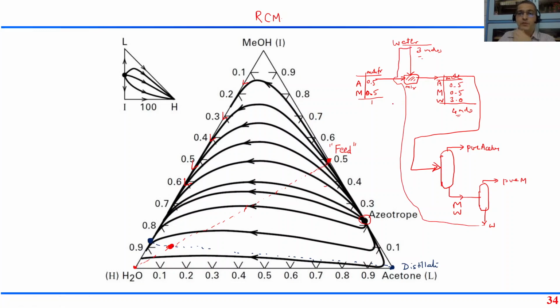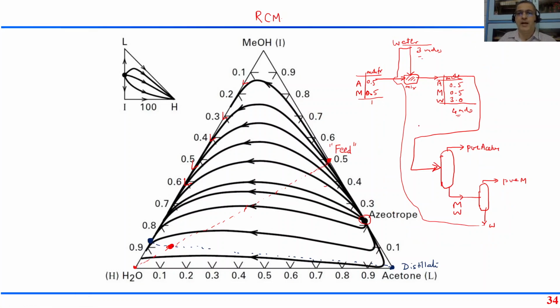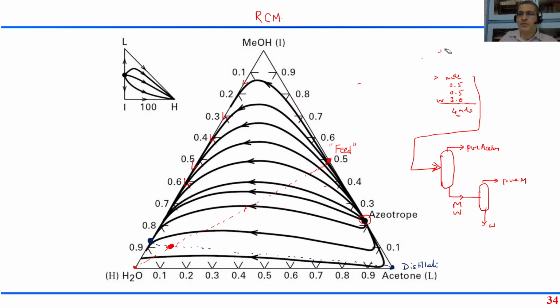Right? So I have separated. So if you look at this as a whole plant, water recycle is inside the plant. I have fed a mixture of acetone and methanol to the plant, used 2 distillation columns, I got pure acetone and pure methanol. Right? It turns out that I don't even have to do this mixing separately. If I do mixing separately, that's fine, but I don't have to. I can even generate the mixture inside the distillation column itself.